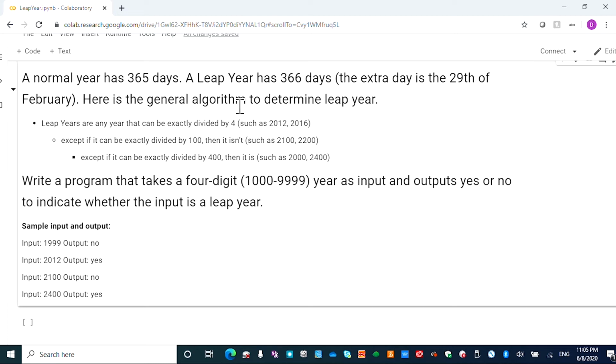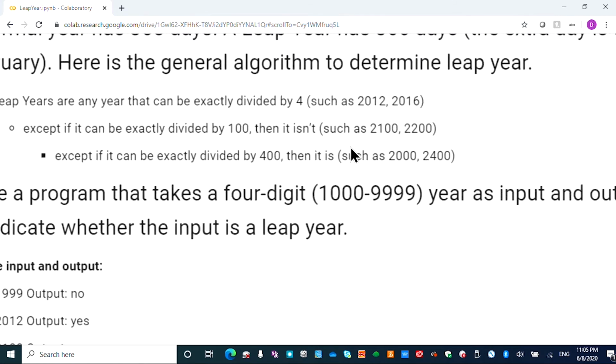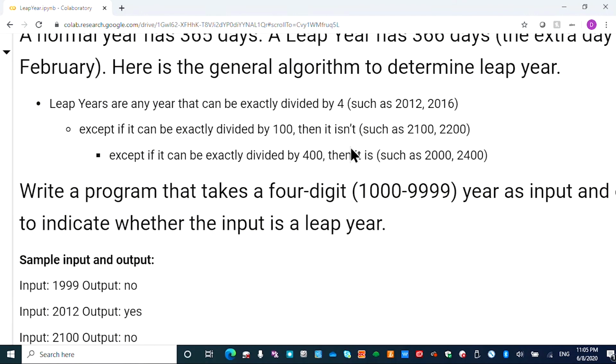So here's the general algorithm to determine a leap year. The leap years are any year that can be exactly divided by 4, so it's a multiple of 4. For example, 2012 and 2016 are both divisible by 4, so they are leap years. And this year, 2020, is also a leap year.